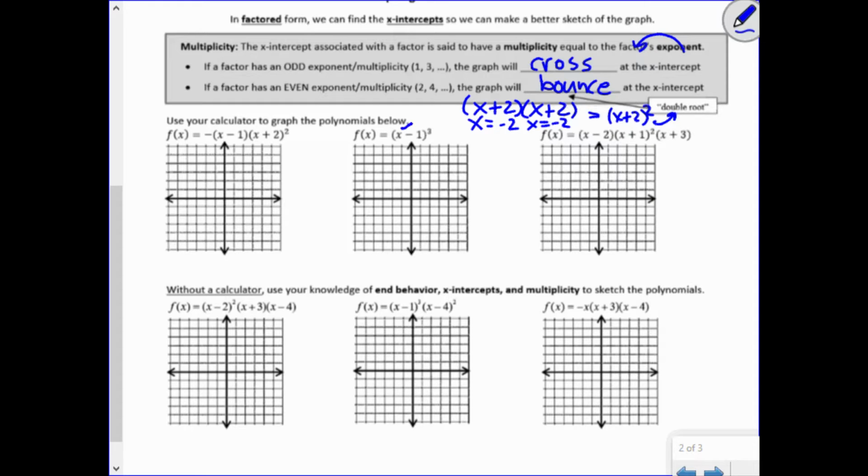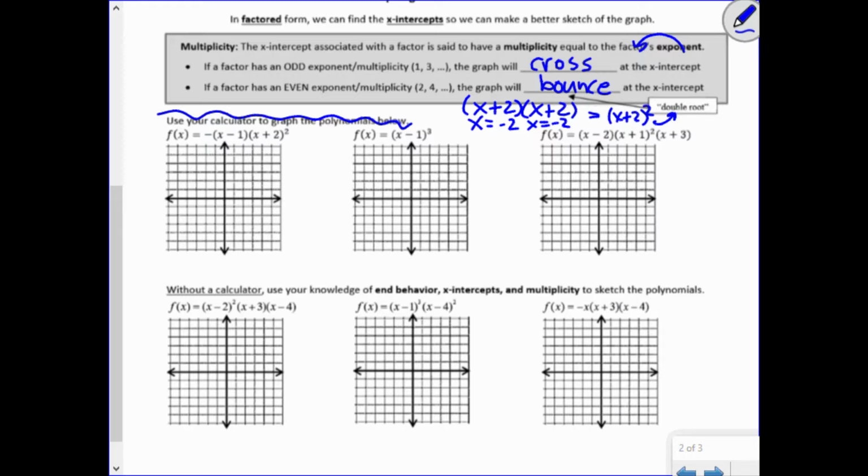Alright, completely ignore this. We're not using calculators at all. So what's up next for this lesson? This is the most intensive part of this unit. We are going to create sketches of these graphs without using a calculator. And there are 3 things that you need to know in order to do that.